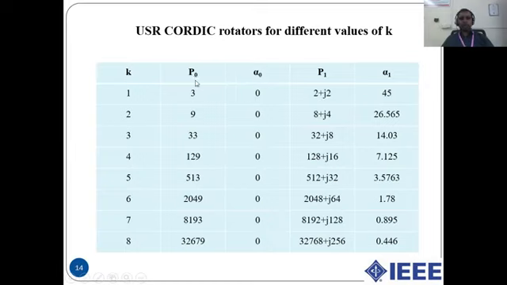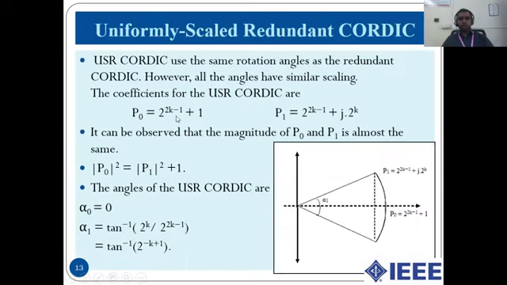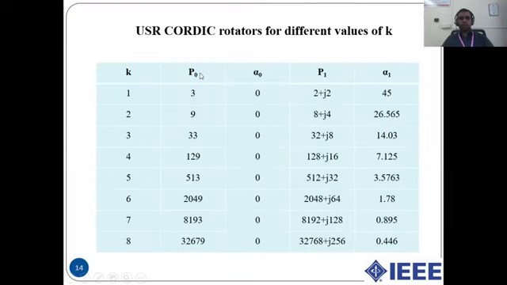I discussed some examples with respect to USR CORDIC rotators, uniformly scaled redundant CORDIC rotators, for different values of k. Here the values of k considered are from 1 to 8. The values of P0 are considered to be 2^(2k-1) + 1, and P1 is equal to 2^(2k-1) + j·2^k. Based upon those values, P0 is given as 3 and P1 is equal to 2 + j2. And similarly, P0 is equal to 9. And in all these cases, the value of the rotation angle alpha 0 is equal to 0.